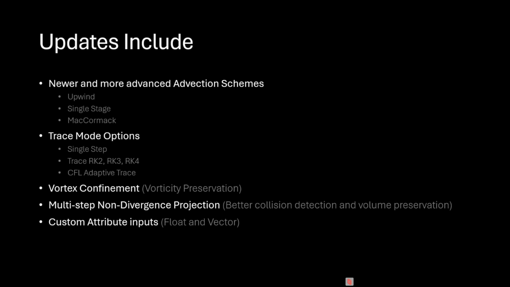We also have trace mode options, including single step, trace RK2, RK3, RK4, and CFL adaptive trace. We also have vortex confinement, in other words, vorticity preservation. We also have multi-step non-divergence projection, so that's good for better collision detection and volume preservation. And then we also have custom attribute inputs for a float attribute and a vector attribute.